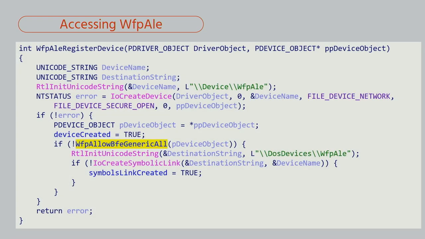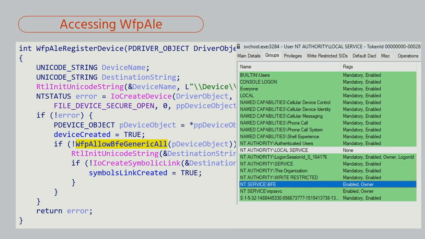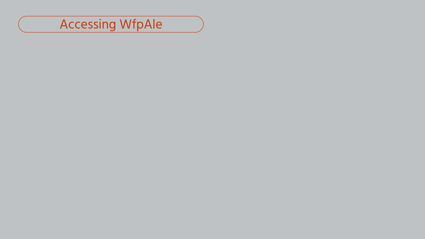This is because the device is created with a security descriptor by the TCP/IP driver. Here we can see the creation of the device. It is pretty standard. We call IoCreateDevice and then IoCreateSymbolicLink. But there is another call to a function named AllowBFEGenericCall. And if we look at the token of the BFE service, we can see it has a unique security identifier that allows it to access this device. So what can we do?